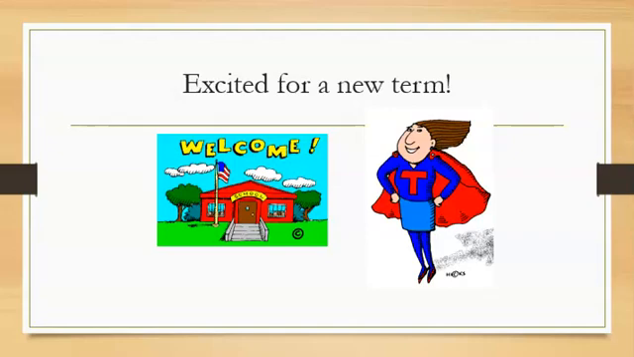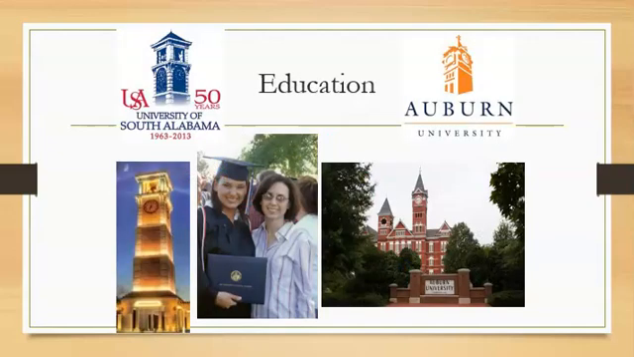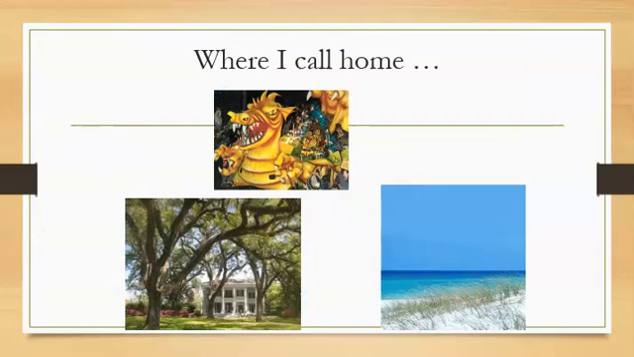So where do I call home? Because most of us live all across the United States. Actually, here are a few pictures just really quickly of some of the college things I was telling you about. On the far right, we've got Sanford Hall from Auburn University. That's where I got my PhD from. I believe the middle picture is my master's degree at USA, and then we've got the bell tower just from USA as well.